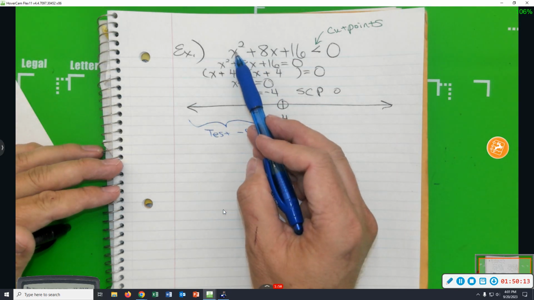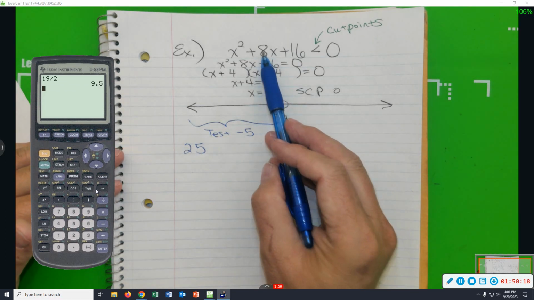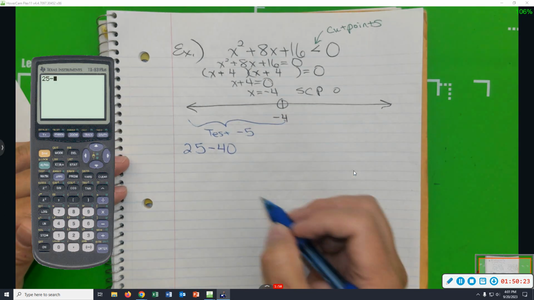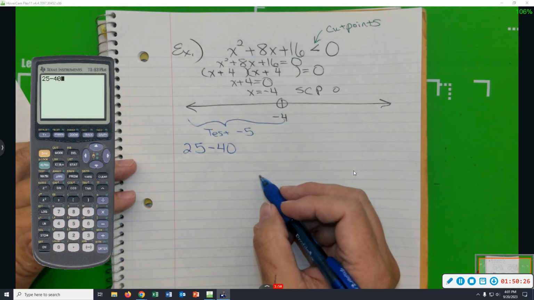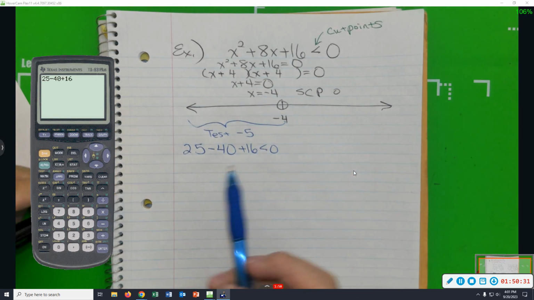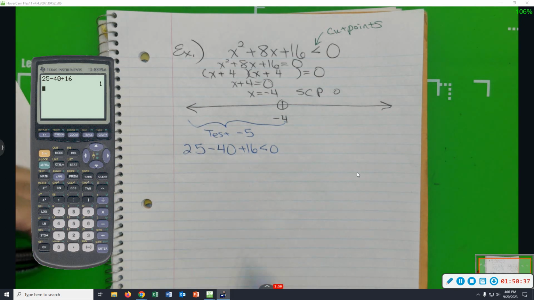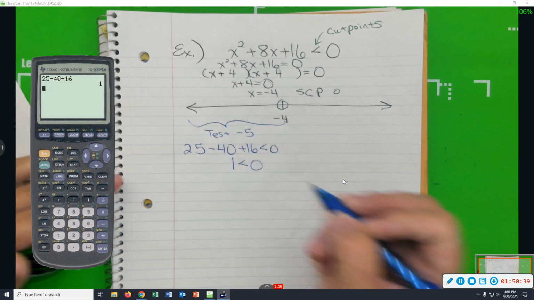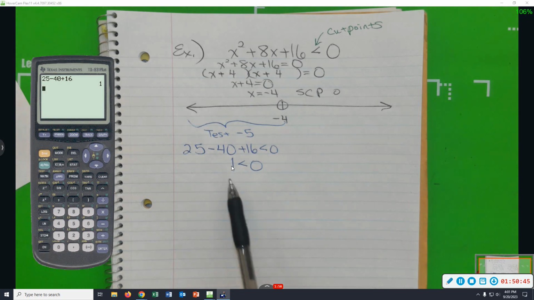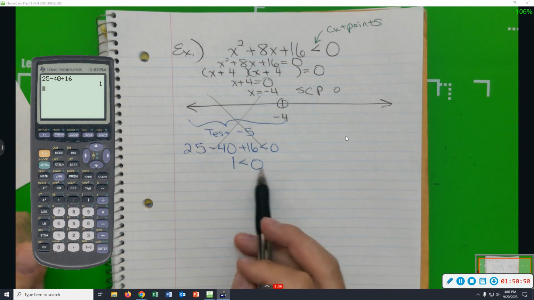So -5 times -5, that's a positive 25. Positive 8 times a -5, that's a minus 40. What else do we have? Plus 16 is less than 0. 25 plus 16, I know that's 41, minus 40. I'm getting 1 is less than 0. True or false? Right? 1 is less than 0. That's false. 1 is not smaller than 0.